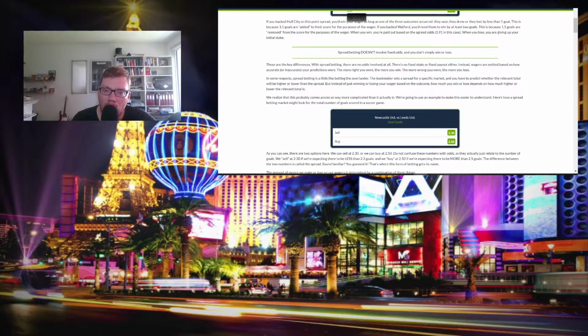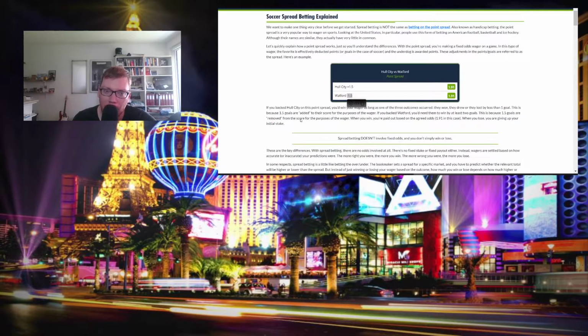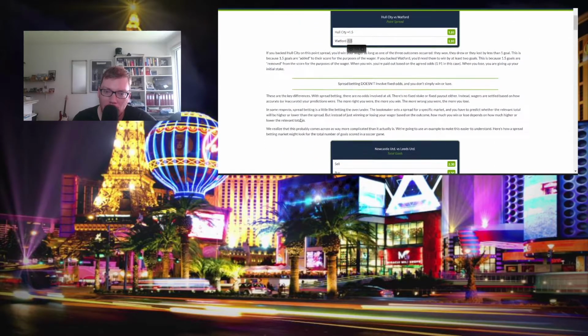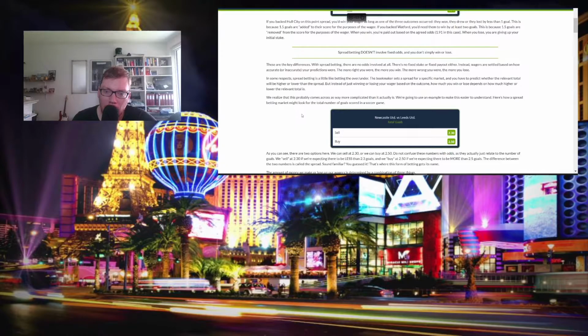And now, on the contrary, what is spread betting? So the first example was a wager on the point spread. And the second example now is spread betting. Let's just call it spread betting.